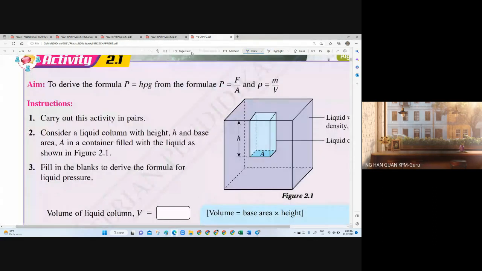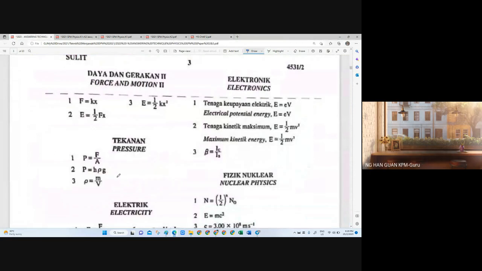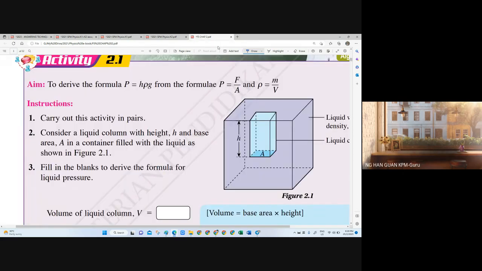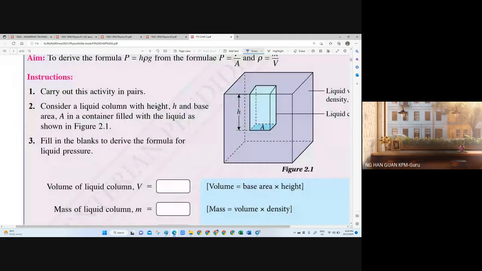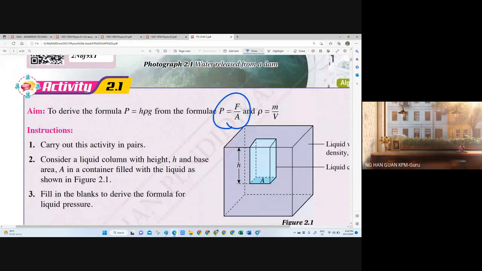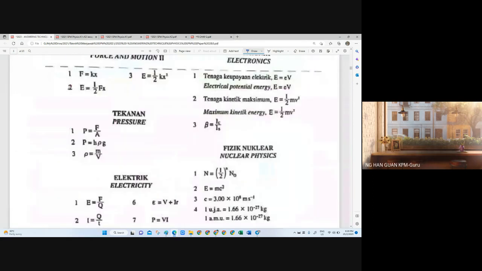So I close this one first. Look at the formula. It provides the general pressure formula, P equals F over A. But this is not given in the textbook at all, because the textbook goes straight to discussing the pressure in liquids. So how do we convert P equals F over A into P equals h rho g, the formula we use to determine the pressure in liquids? It shows you how the formula is derived from the general pressure formula.